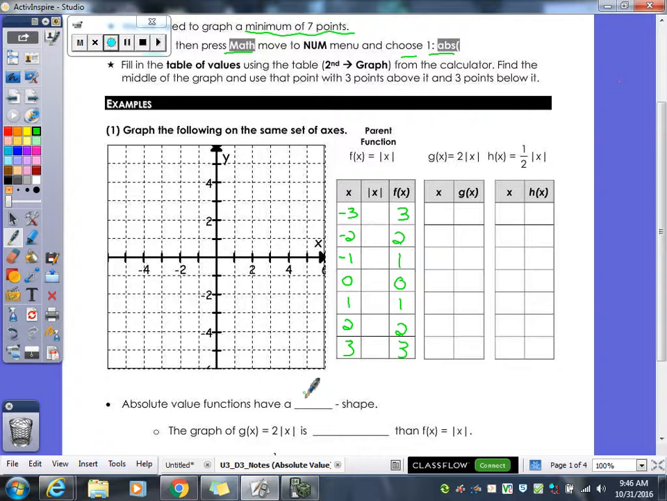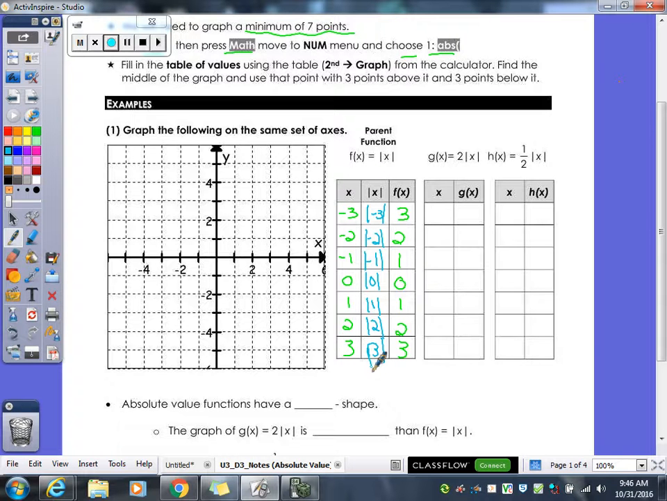So now this column in the middle of my table, that's for if you don't have a graphing calculator and you have to do it out by hand. You would pick some x values and then in the middle you would be calculating what is the absolute value of negative 3? Well, that's positive 3. What is the absolute value of negative 2? That's 2. Absolute value of negative 1. But if you have a graphing calculator, you don't need to use that middle part. So that's just there if you don't have one.